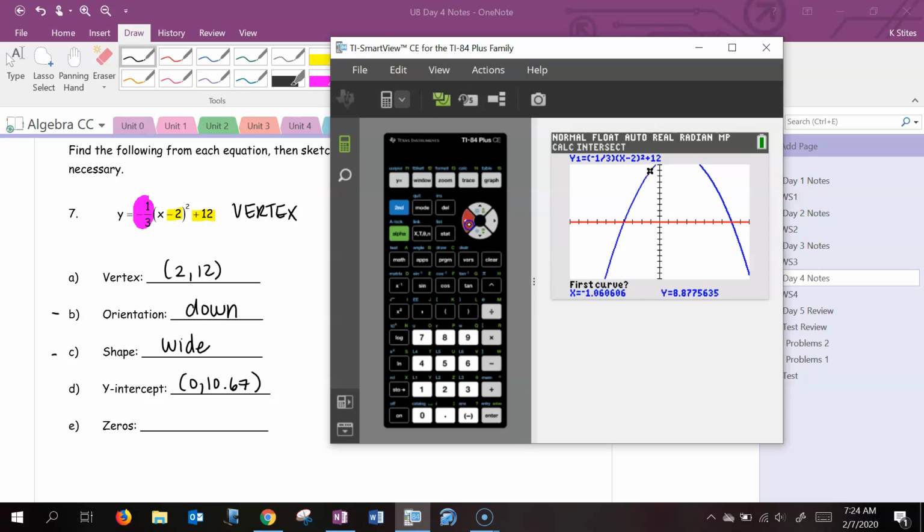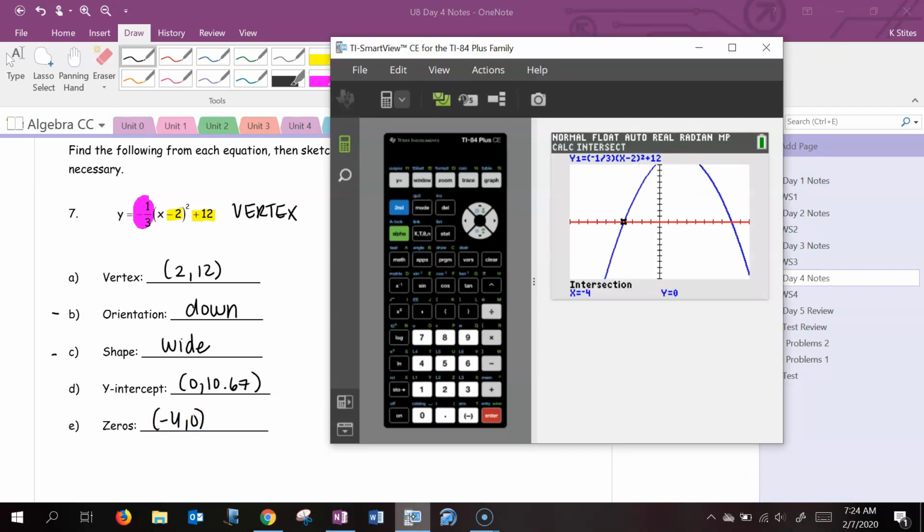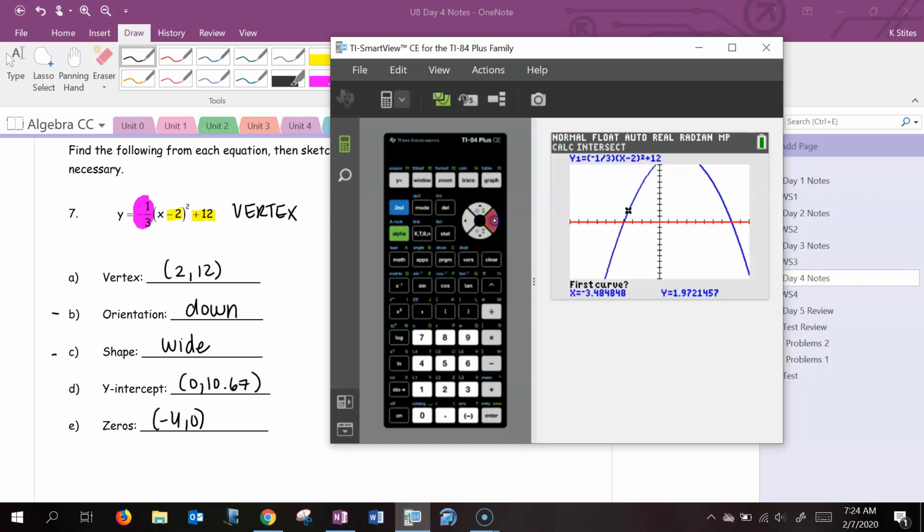Move your cursor over to one side or the other. Enter, enter, enter. Okay, so -4, 0. Label it. Put it on the line. Okay, and then we do the other one. Second trace 5 first. Don't move the cursor over first, or you'll just have to do it over again. So second trace 5, move the cursor over, enter, enter, enter.